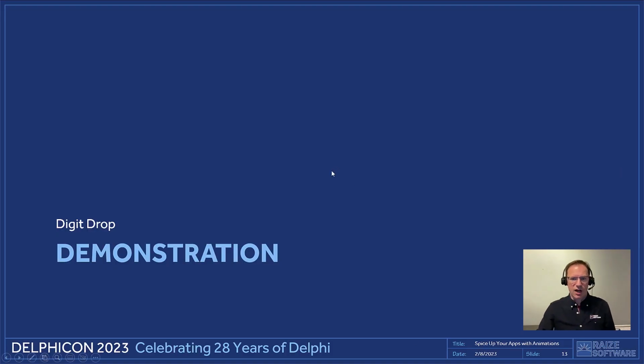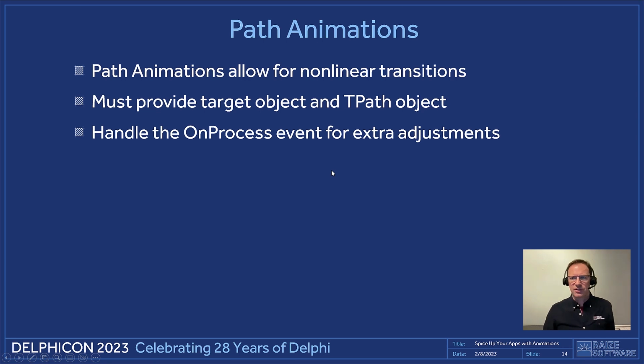So that was digit drop. Let's move on to the next fun one, which is path animations. Path animations, as it suggests, lets us do non-linear positional changes. We can actually have something move over a path object. A path is just a vector-based set of coordinates or points connected through a curvature, and we can really coolly animate over that.